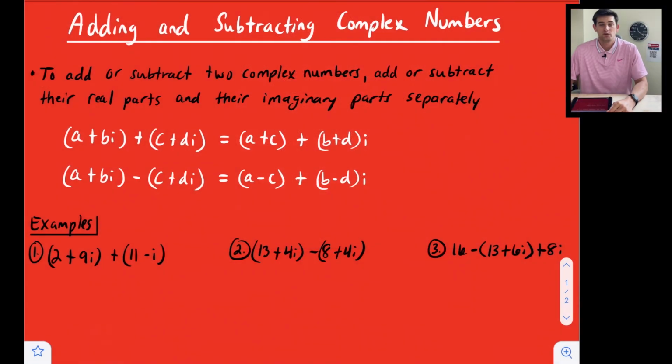Hello everybody, in this video I want to talk about how to add and subtract complex numbers. So a little bit about how to do this at the top, and then we'll get into 3 examples. It says to add or subtract 2 complex numbers, add or subtract their real parts and their imaginary parts separately.